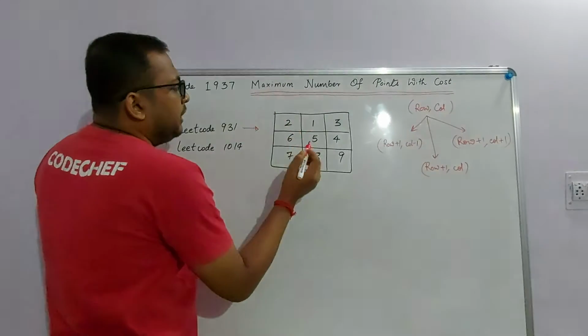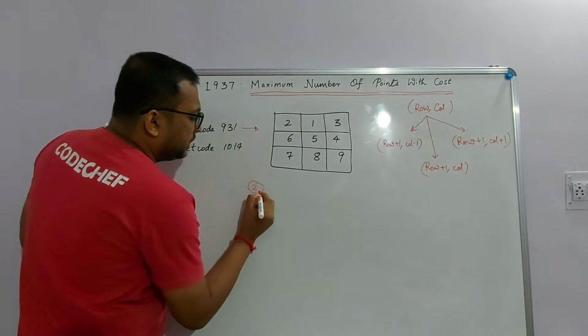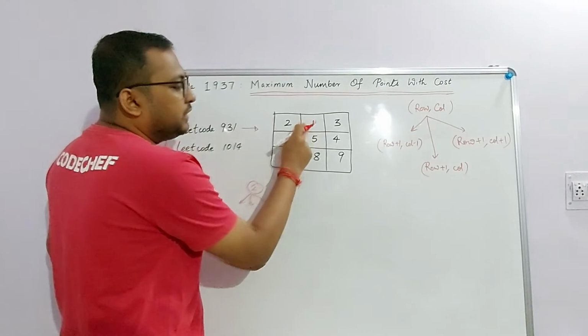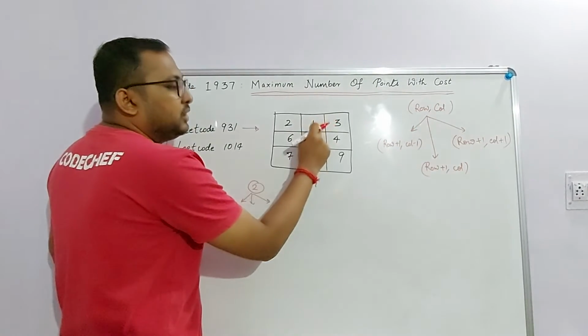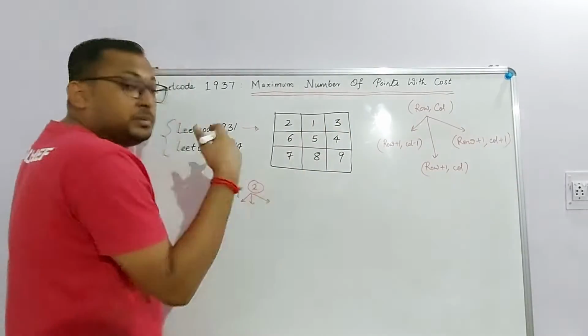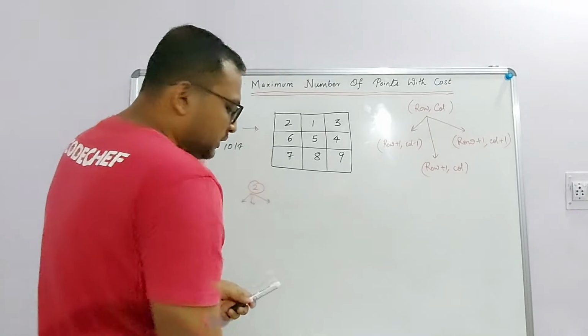That means a value at a particular position, 2, can fall to this or this direction. So this one can fall to 6, this one can fall to 5, or this one can fall to 4, any of the three. Okay, and you have to find what is the minimum sum path, the falling sum path. So let's see.